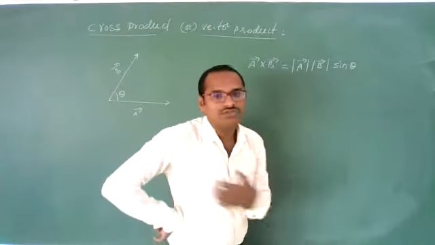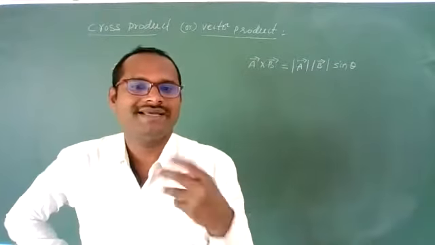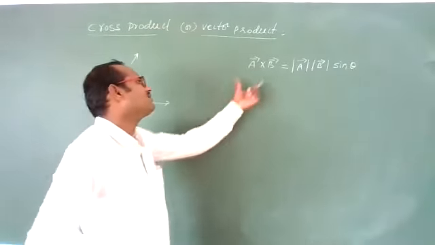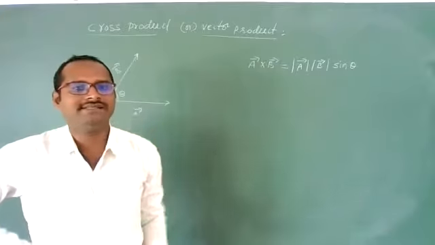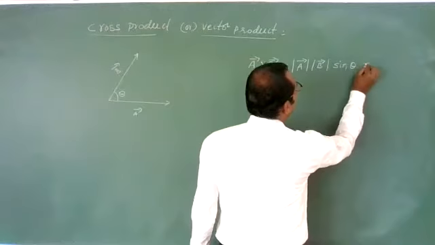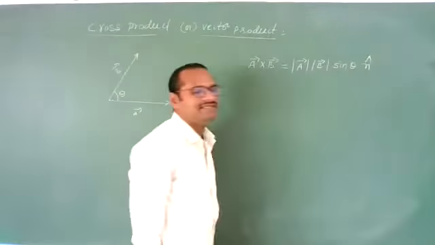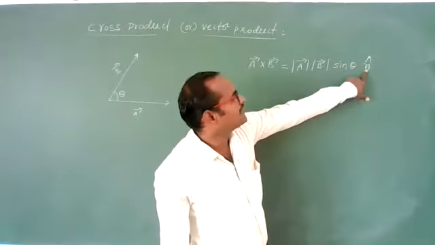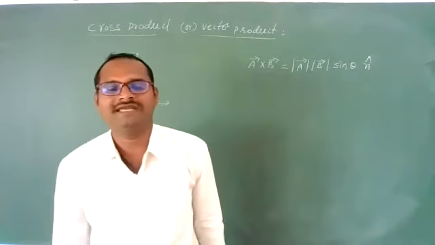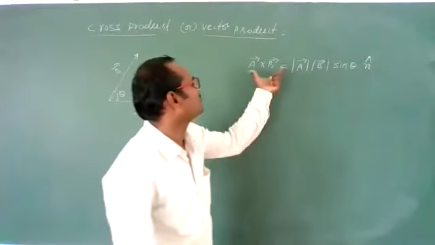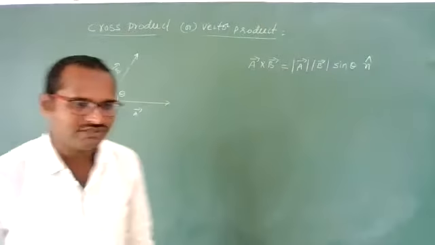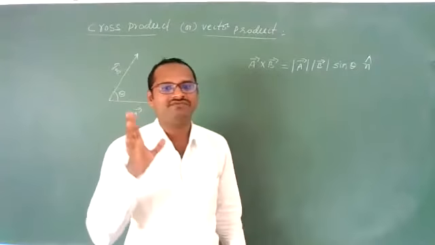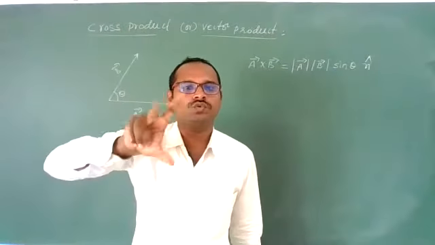This gives you just a number, but you want the direction also. So how do we find the direction? The direction of A cross B is always perpendicular to the plane containing the two vectors. So for giving a direction, I am adding one more term, that is n cap. N cap gives you the direction of A cross B. For finding this direction, you have one rule, that is the right hand screw rule.